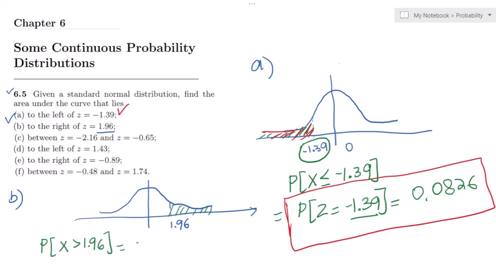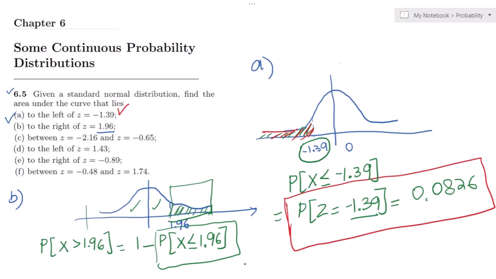This can also be 1 minus the probability that x is less than or equal to 1.96. Why? Because I want to find this area, but in the table we have these other values. Once I find all these values and subtract them from the total area, I would get this area. So it would be 1 minus the probability that z is less than or equal to 1.96.